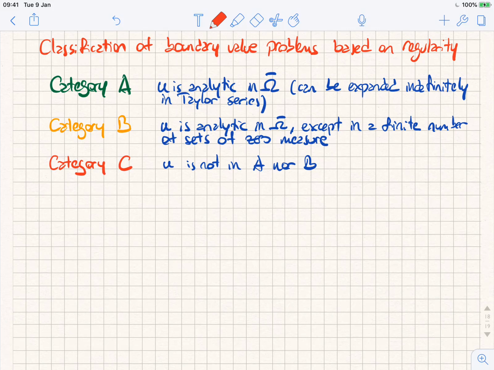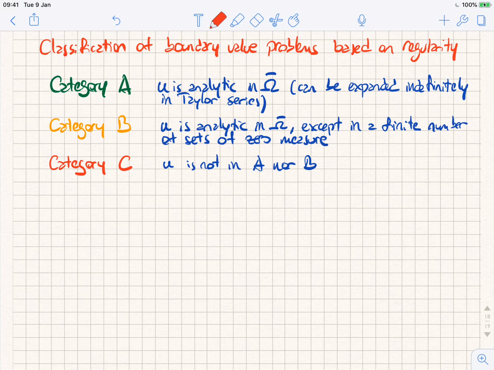In the last class, we looked at the classification of boundary value problems into 3 categories. We said that category A was basically all those problems that are smooth, for which the solution you can actually expand in Taylor series. So those problems are nicely behaved, and then you can get the best convergence rate. When problems are smooth, and this is what you see in the projects, you get to obtain optimal convergence rates, basically.